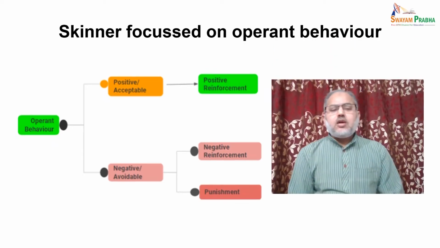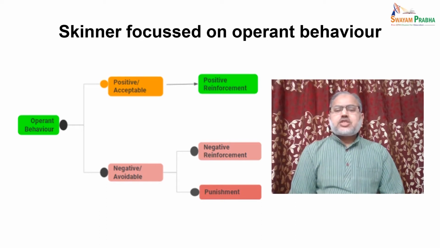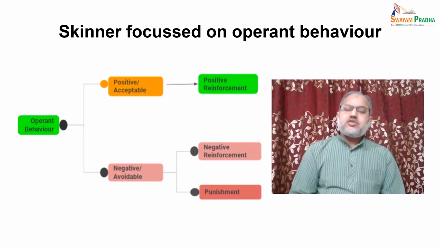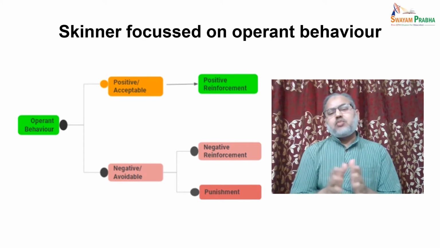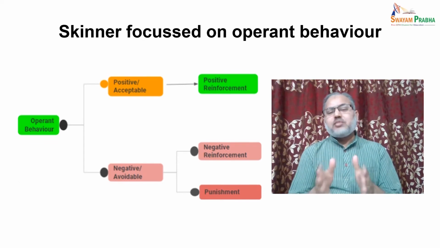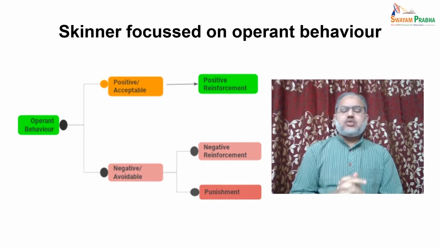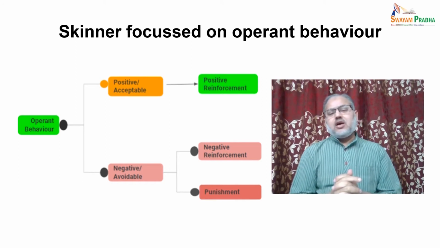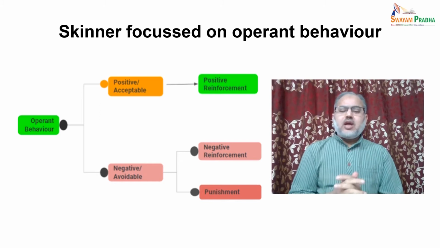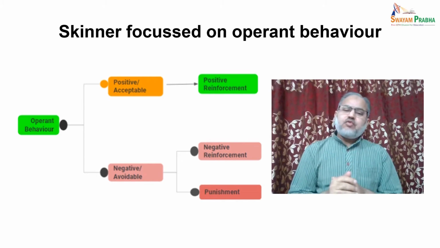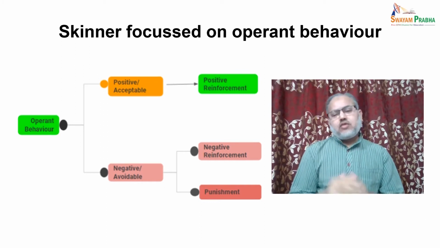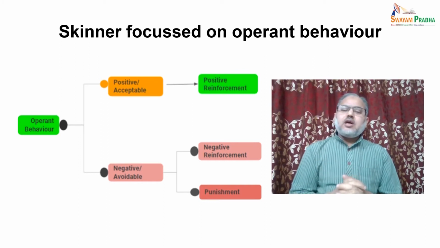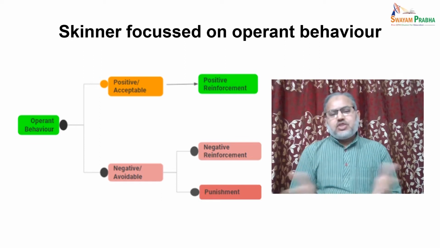So Skinner was focused on operant behavior. His entire experiment and his entire theory of learning is based upon operant responses or operant behavior. He was very much interested to study and conduct experiments on operant behavior, and he was trying to find ways to strengthen the positive behavior of the learner and weaken the negative behavior of the animal on which he was experimenting.